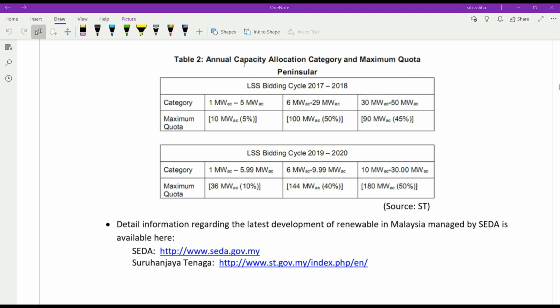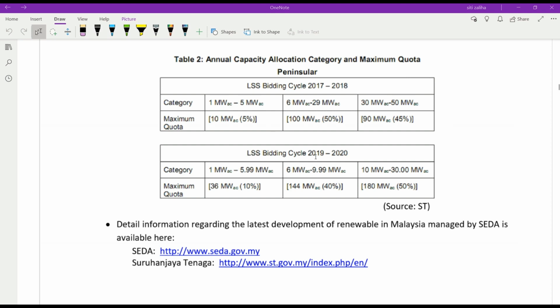So, table 2, annual capacity allocation, category and maximum quota in Peninsula. So, this is LS bidding cycle from 2017 to 2018. So, we divided into 3 categories: 1 to 5 megawatt, 6 to 29 megawatt and 30 megawatt to 50 megawatt. Okay. In year 2018, 45% come from this category, 50% from this category, and 5% from this category.